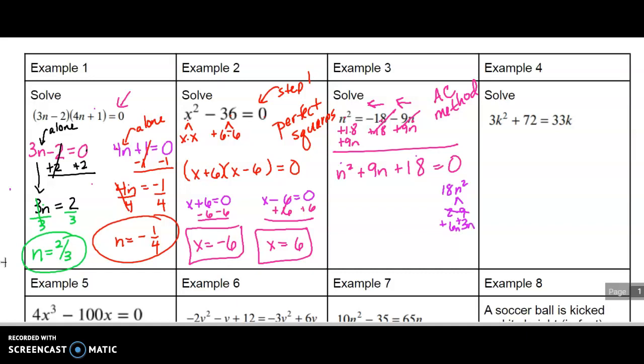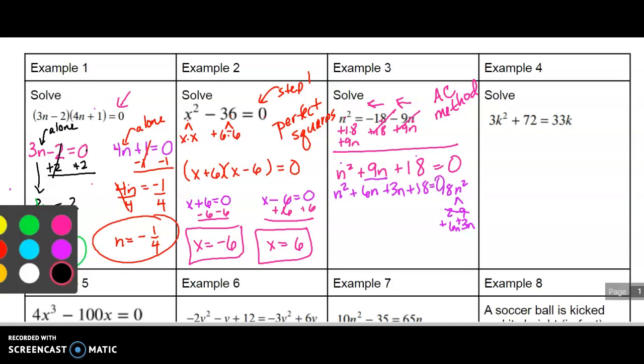So we split it up with the n's, and then we rewrite this middle term. So n squared, and then I use these two factors to rewrite that 9. So I get plus 6n plus 3n. See, that's still 9. Plus the 18 equals 0. So then we do grouping.